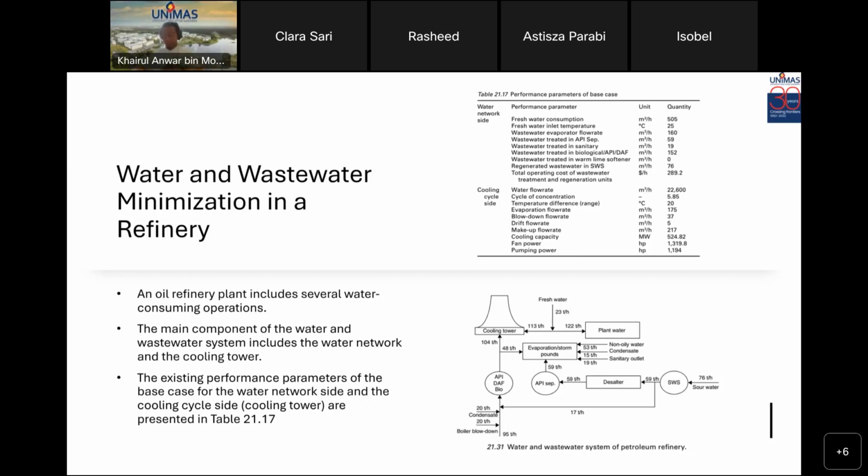So continue. The existing performance parameters of the base case for the water network site and the cooling cycle site cooling tower are presented in table 21.17. For the water network site, you have several performance parameters, and for the cooling cycle site, you also have several. This is the existing situation, before process integration.